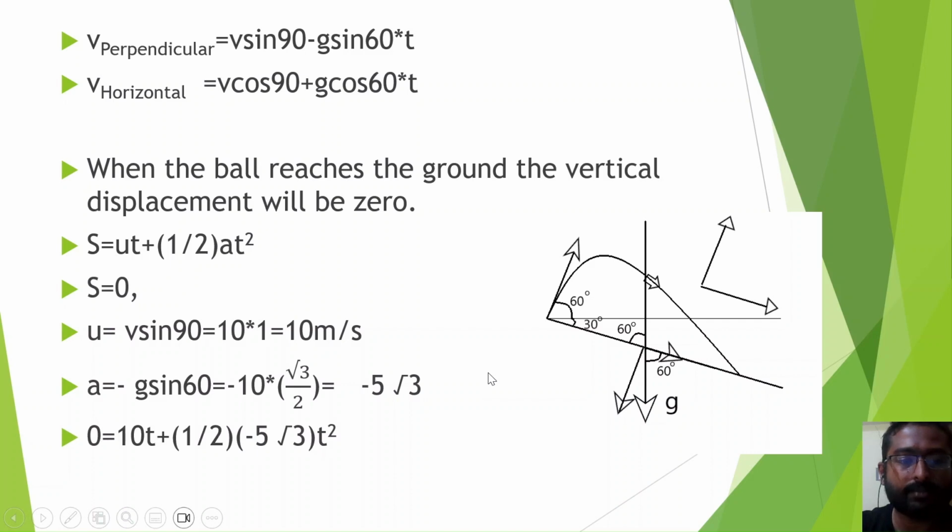Okay, so we plug in the values: 0 equals 10t, since s is 0, that is ut, plus half a t square, where half a is minus 5 root 3, so minus 5 root 3 t square. This second term is negative, so we can take it to the left side, or we can take the 10t to the left side and cancel the negative on both sides. So we get 10t equal to this value, and you can cancel t.